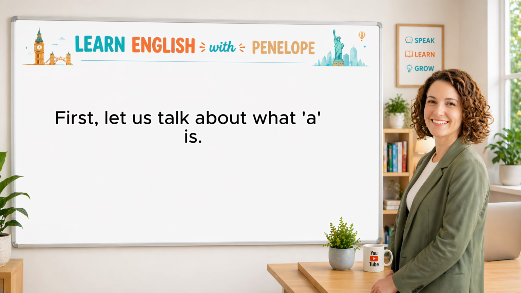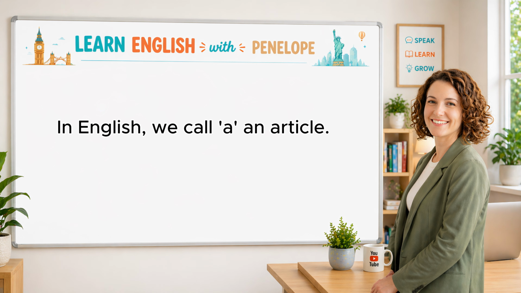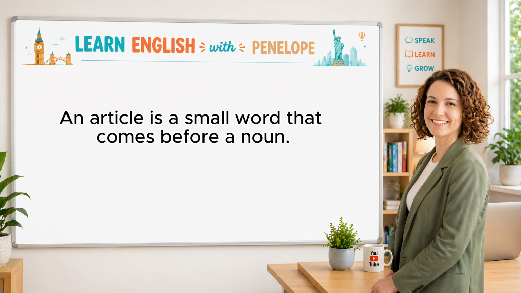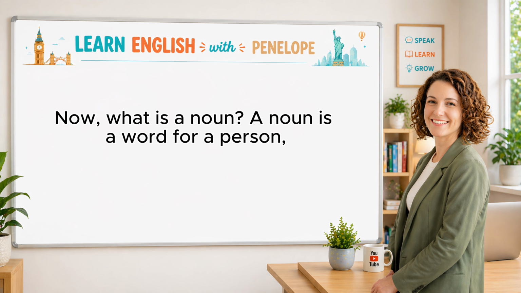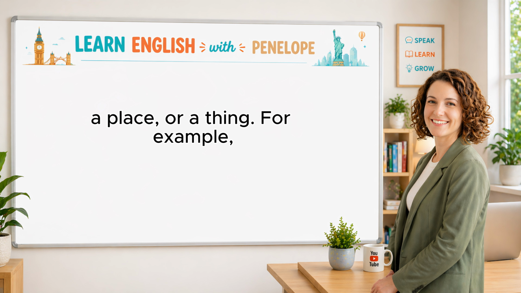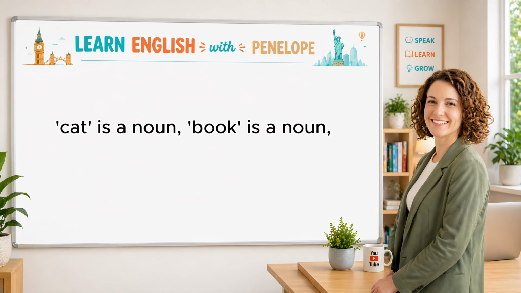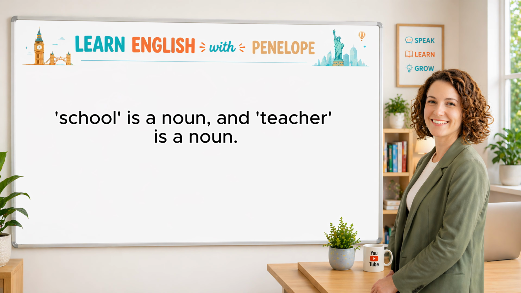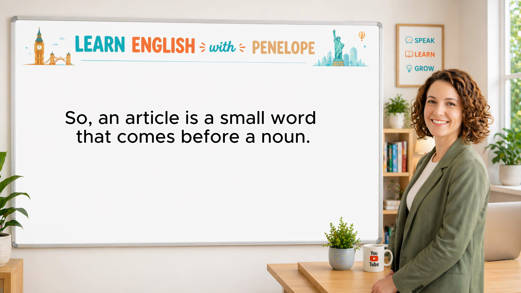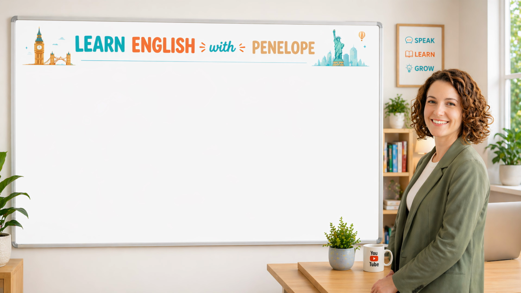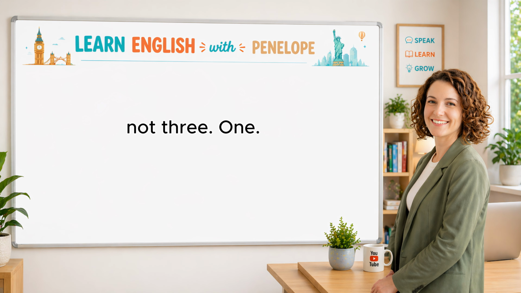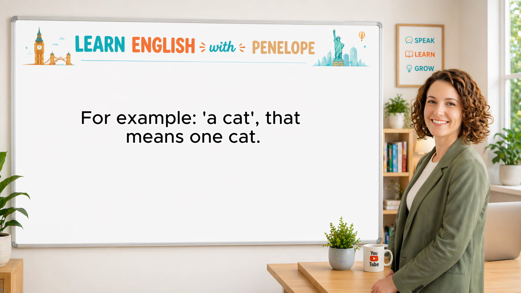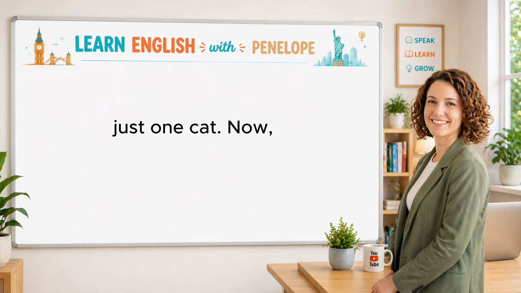First, let us talk about what "a" is. In English, we call "a" an article. An article is a small word that comes before a noun. Now, what is a noun? A noun is a word for a person, a place, or a thing. For example, cat is a noun, book is a noun, school is a noun, and teacher is a noun. So an article is a small word that comes before a noun, and "a" is one of these articles. We use "a" to talk about one thing, just one, not two, not three. One. For example, a cat. That means one cat, just one cat.